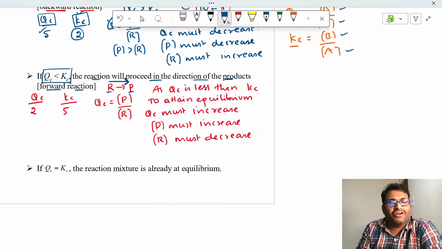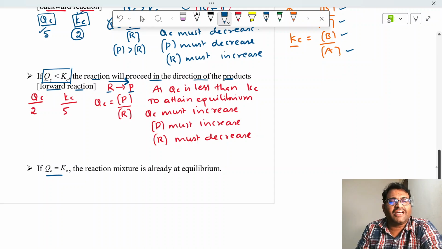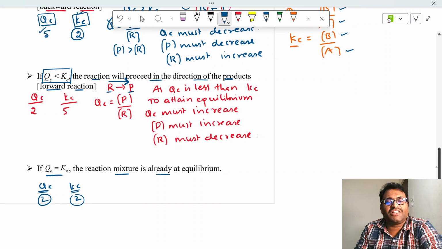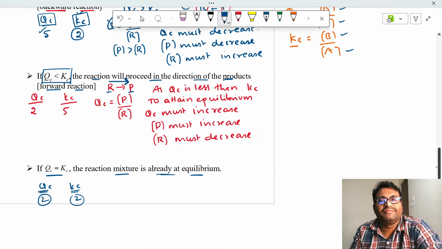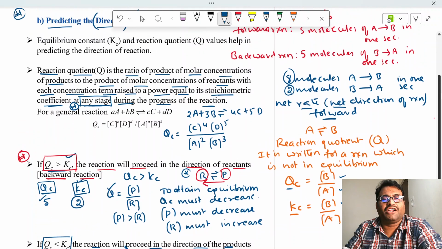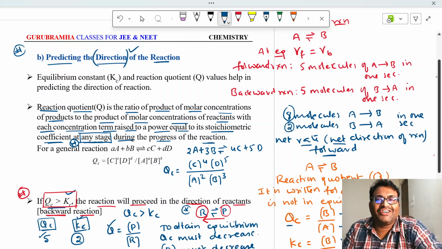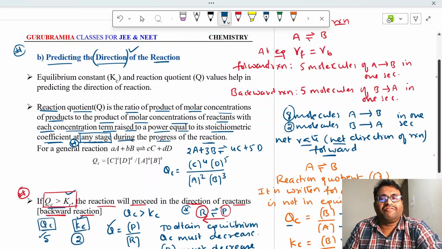If Qc is equal to Kc, both are same, what does that mean? Reaction has attained the equilibrium. Qc 2 units, Kc is also 2 units, both are same. That means the reaction mixture is already at equilibrium. Hope you understood. This concept is very important. You must understand this concept. Okay. So let us solve a problem of this.